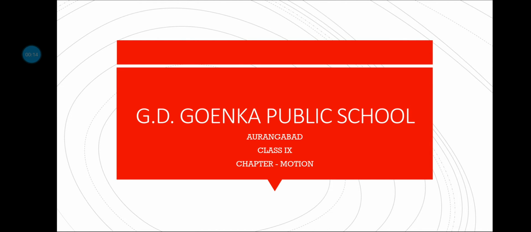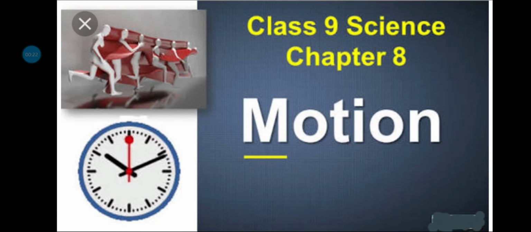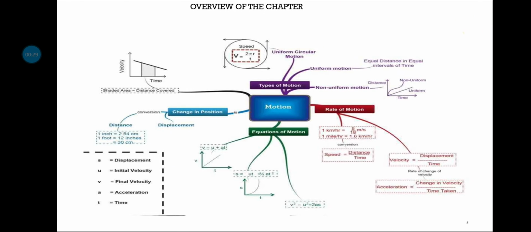Today, I am here to let you understand about the topic motion. Before entering the chapter, let's have a look at the overview of the chapter. Overview of the chapter means what we are going to read in this chapter. Motion has different parts like type of motion, change in motion, equation of motion and rate of motion. Now let's go to understand the concept of motion.